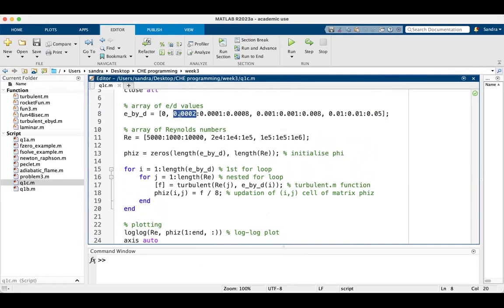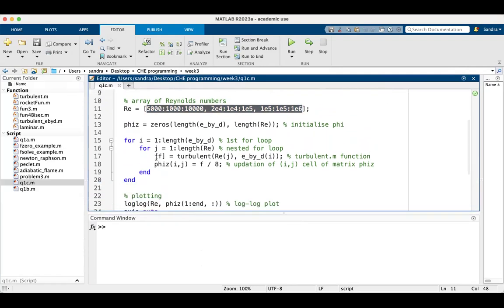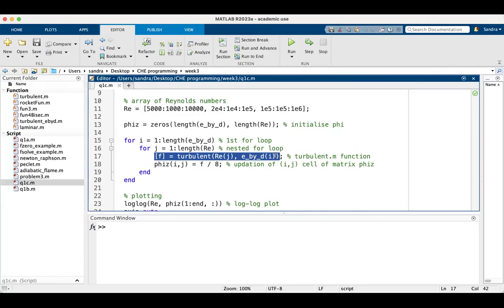Then you go to the next E by D, that is 0.002. For that also, you do the entire range of Reynolds number. So for one E by D, you do all the Reynolds numbers and you keep changing E by D. That's how you get the different lines. If you remember in Moody's chart, for each line E by D was a constant, right? So again, we use this formula.